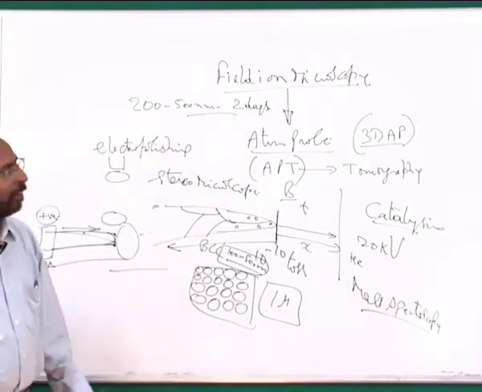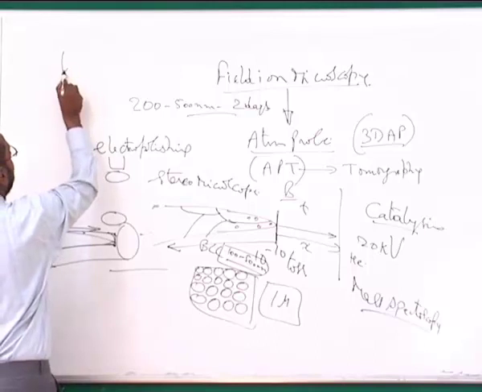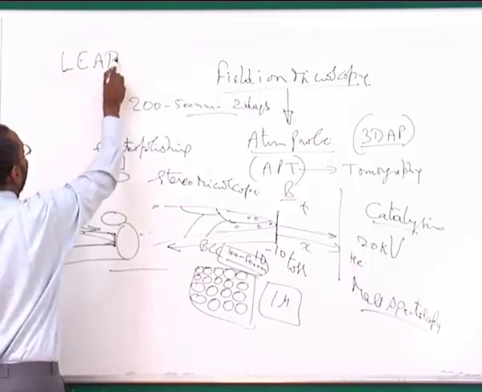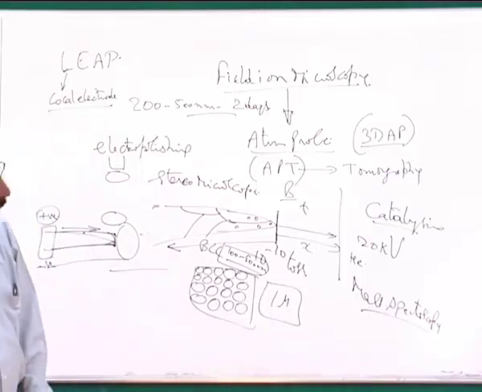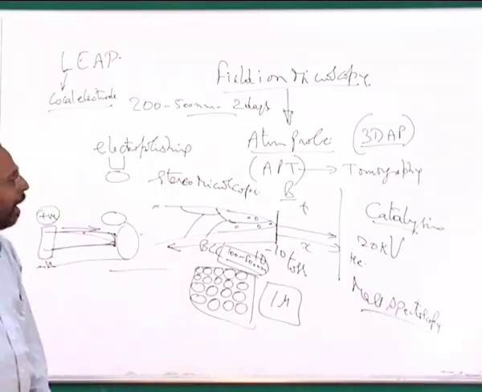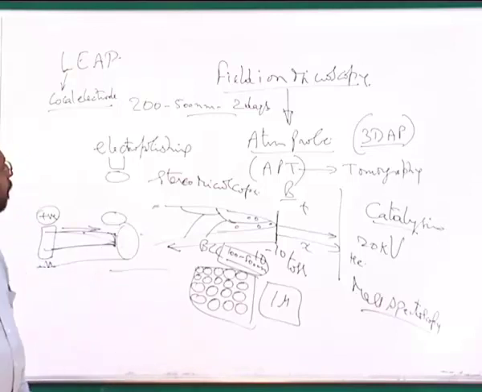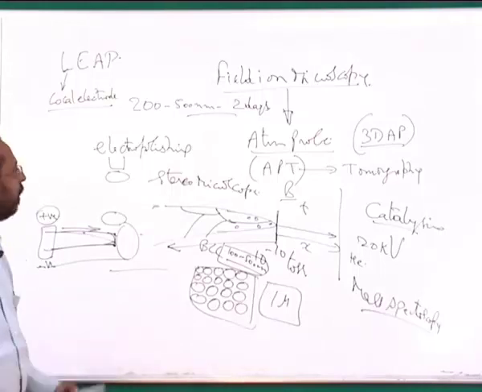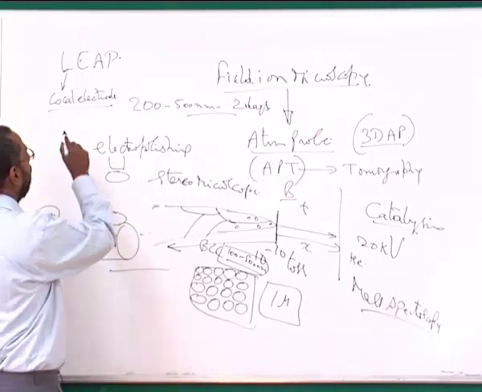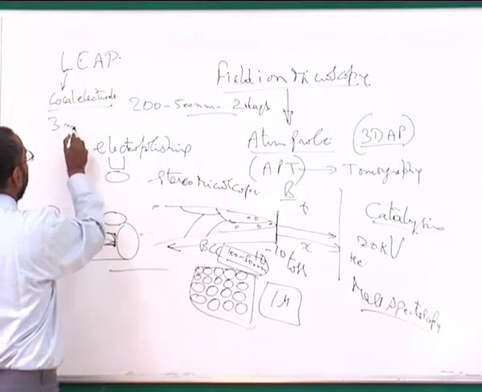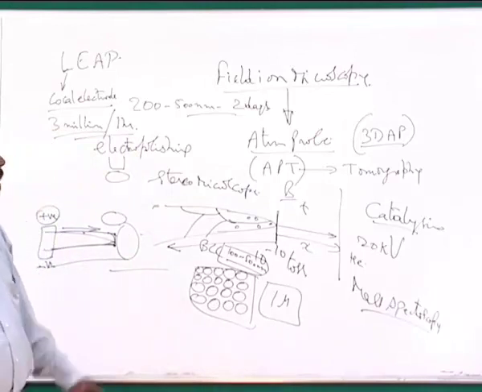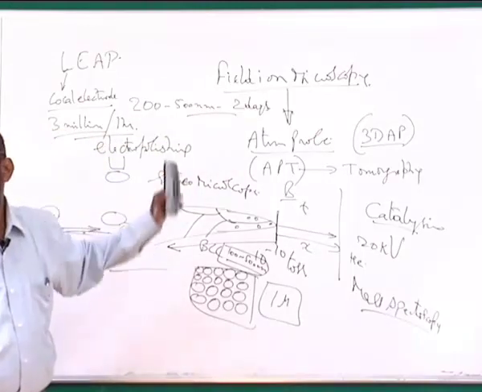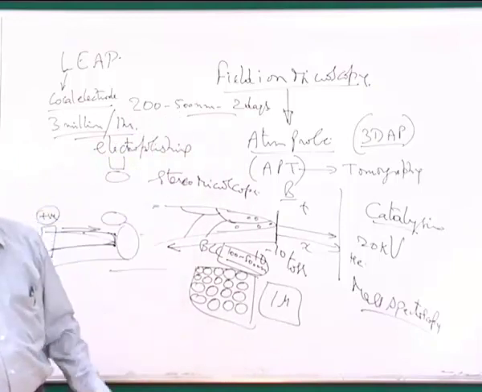Whereas nowadays we have a new technique called LEAP. It is called local electrode atom probe. In this local electrode atom probe, the configuration of the machine is such that you can accumulate atoms at a very fast rate. So usually people collect atoms at a rate of almost 3 million atoms per hour. So it's a very fast rate, and similar depths can be accumulated even within a few hours by a LEAP.